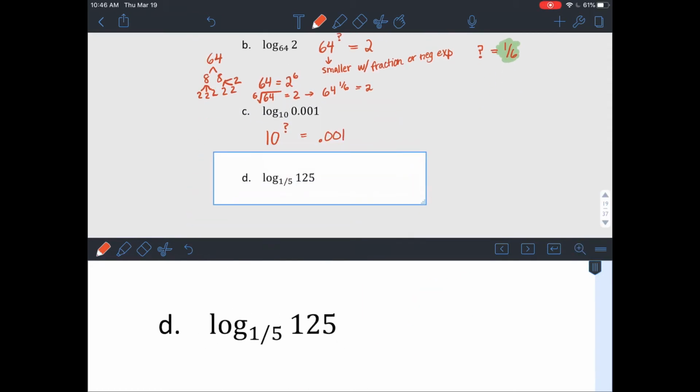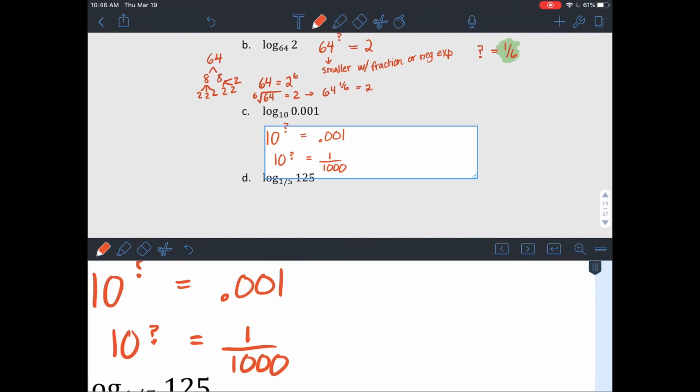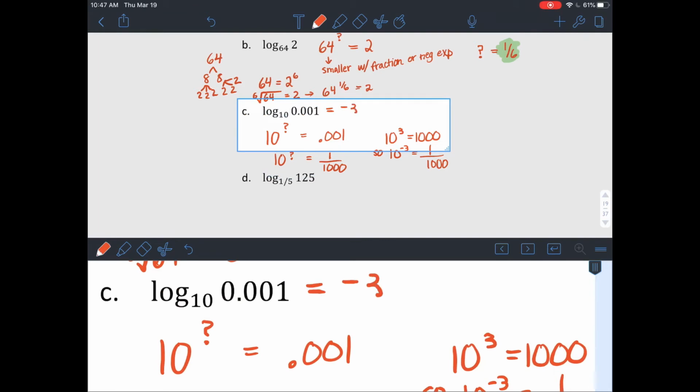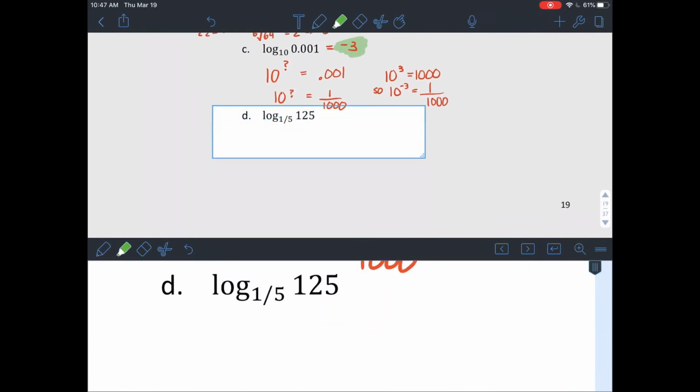So like 10 to what power gets you 1 over 1000. Think about 10 to the third, because 10 to the third is 1000. If this was 10 to the negative third, that would flip it and make it the 1 over 1000 that we want. So log base 10 of 1/1000 is negative 3. Why don't you guys try this one?